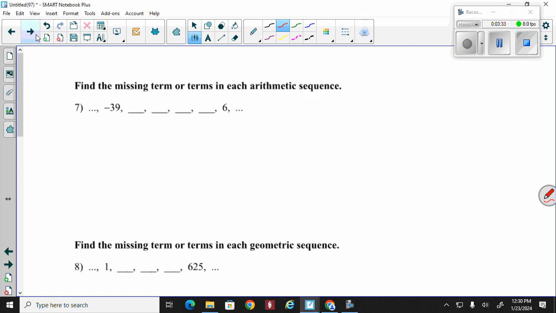All right, find the missing term. In order to find the missing term, remember you need to take the later term and subtract the early term. So this is my later term, this is my early term. We talked about that many, many times in class. And so that's going to be 45.